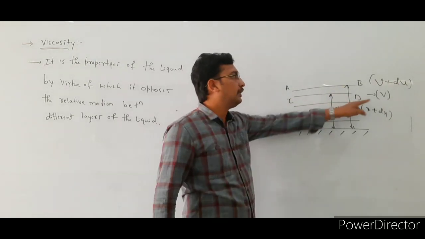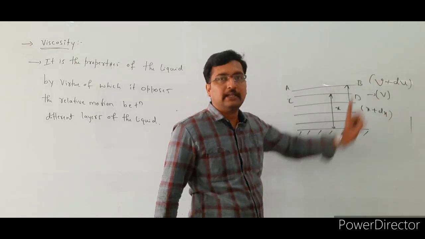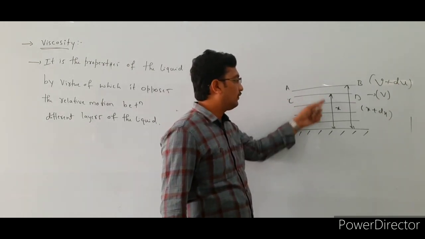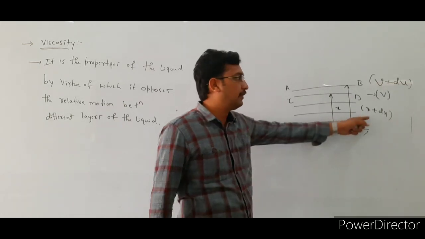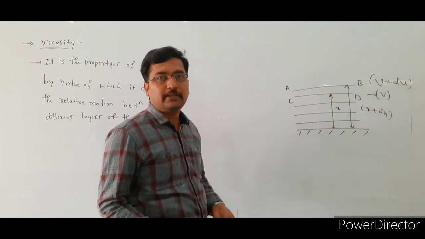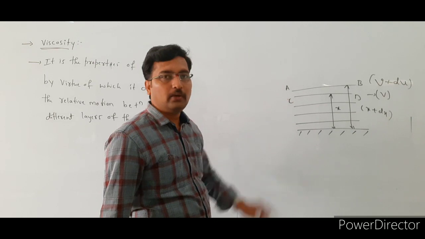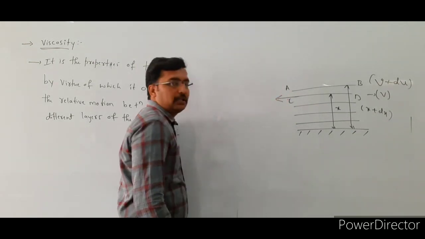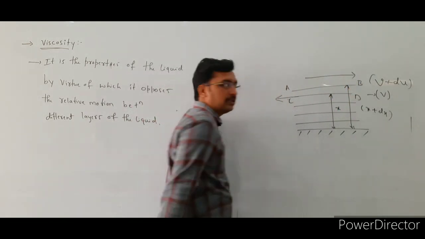The CD layer is moving with the speed V, and the AB layer is moving with the speed of V plus dV. The height of the CD layer from the horizontal surface is x, and the height of the AB layer from the horizontal surface is x plus dx. Already we know that viscosity is a force which opposes the relative motion between the two layers. So the viscous force is acting in this direction, and the liquid is flowing in this direction.